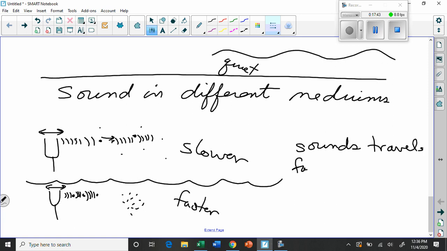Sound travels faster in denser materials or mediums. All right.